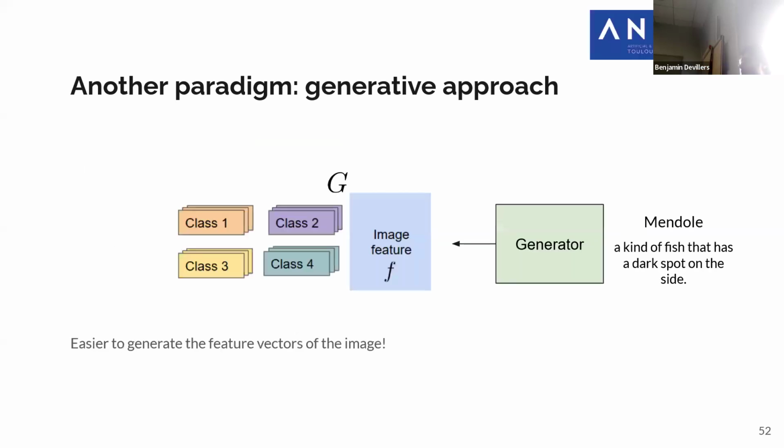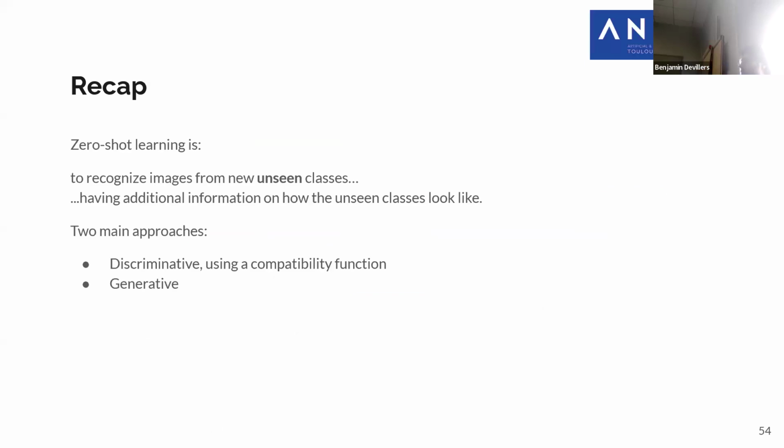I'm going to skip this. Just to recap, deep learning is trying to recognize images from new unseen classes, but we can't do that without any information. What we have is this additional information on how to classify this unseen class, which is our semantic vector or our attributes that represent each class. And we've seen this discriminative approach using the compatibility function. You can look at the slide if you want to know more, but you can also do that in a generative way.